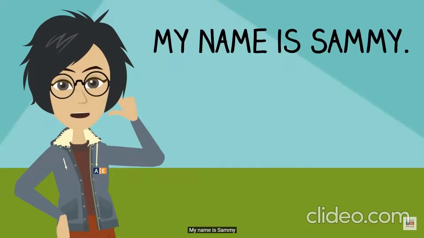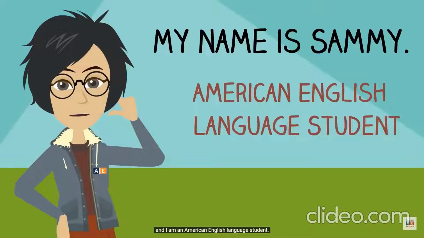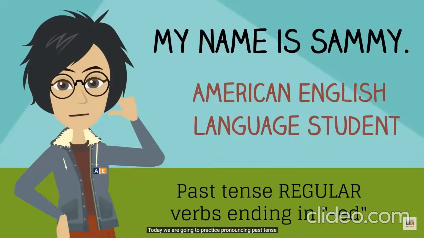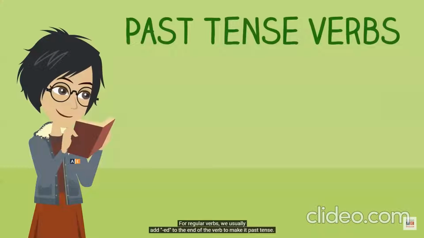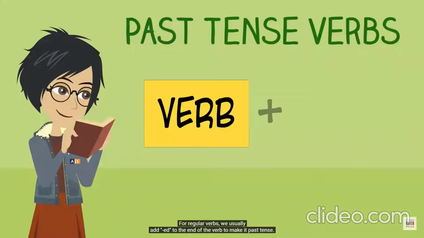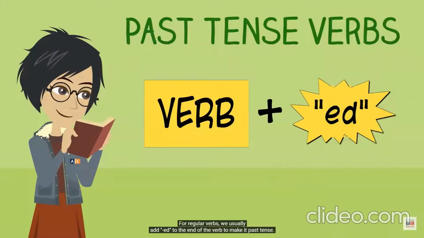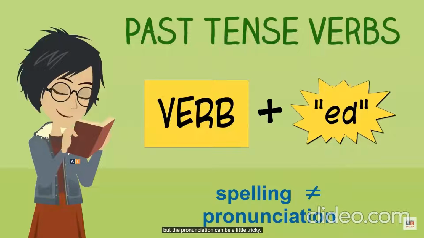My name is Sammy, and I am an American English language student. Today, we are going to practice pronouncing past tense sounds using regular verbs ending in ed. For regular verbs, we usually add ed to the end of the verb to make it past tense. The spelling is easy because you just add ed, but the pronunciation can be a little tricky.